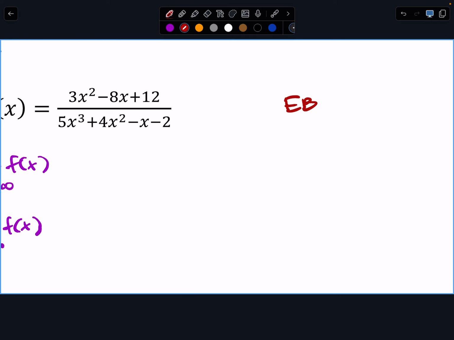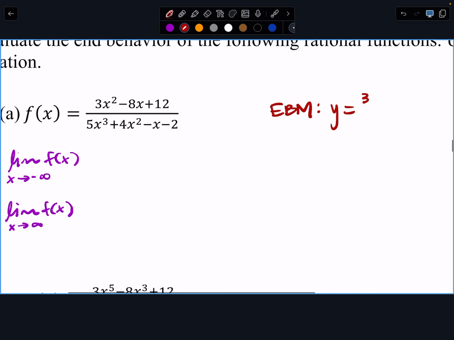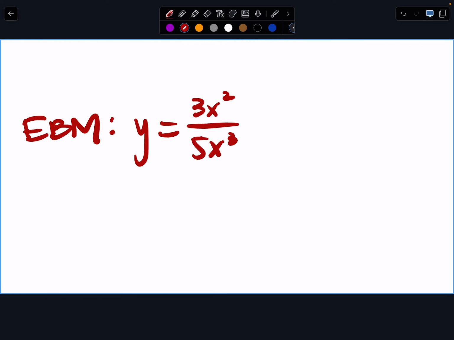Isn't there another way to do this using algebra 2 or something? Like memorizing the relationship between the degrees, which just goes back to the end behavior model. So if we have y equals 3x squared over 5x cubed, what does that simplify to, you guys? 3 over 5x. Okay, which is just the graph of 1 over x transformed, right?